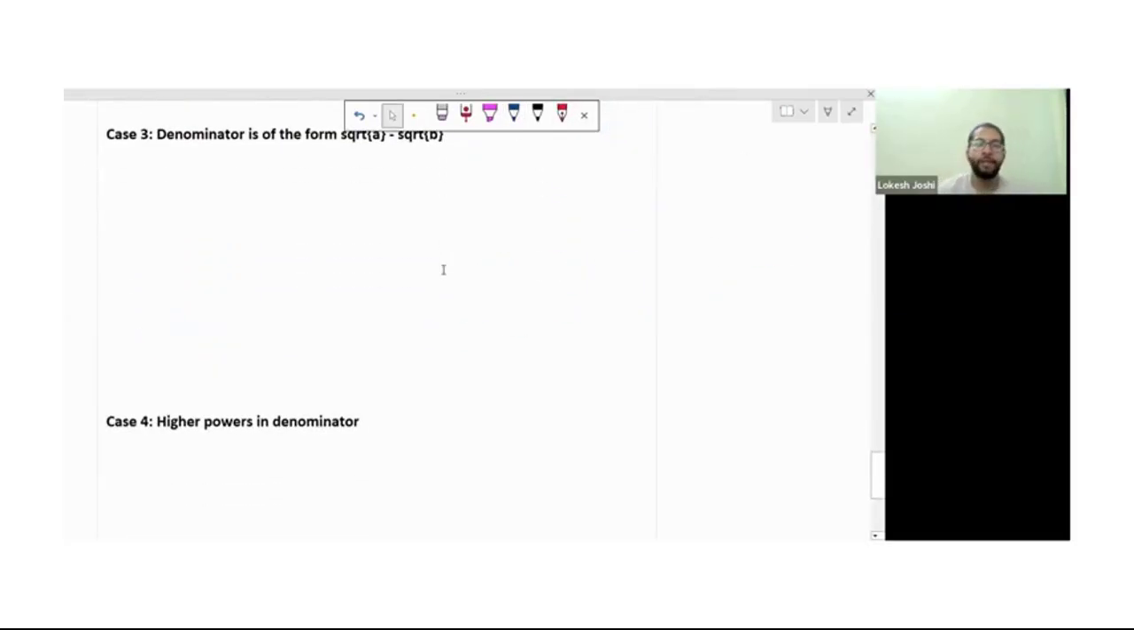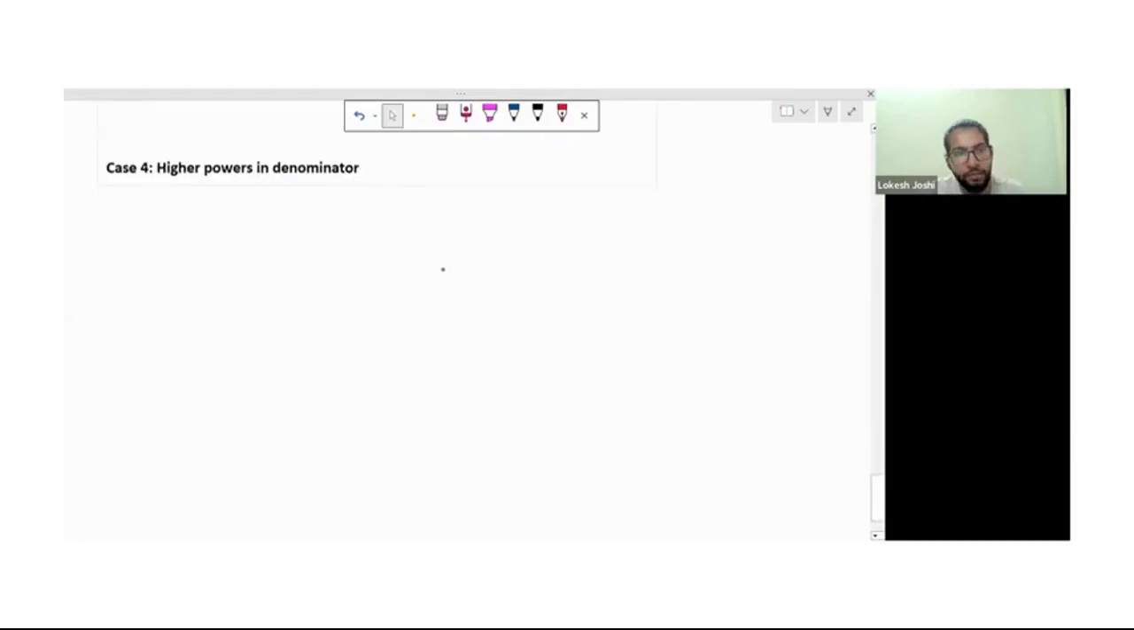Now case 3: when the denominator is of the form square root a minus square root b. That's also the same as the previous one. You just have to multiply by the conjugate. Suppose you have square root a minus square root b. Then you will multiply by square root a plus square root b. You can take the previous example and solve for this one.